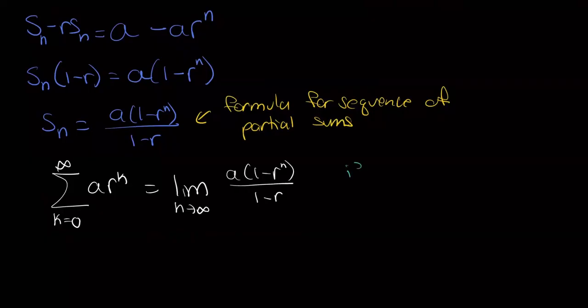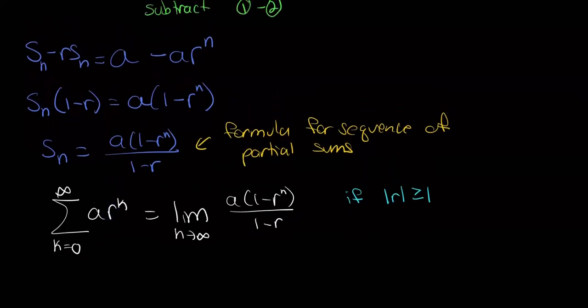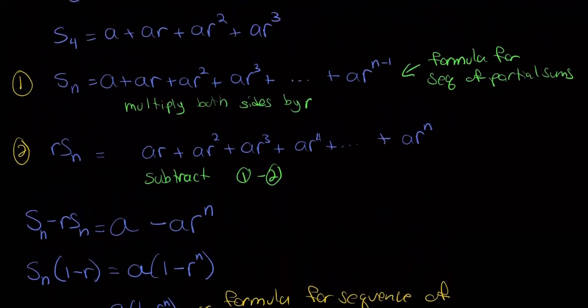Now I'm going to do a little what if game. What if the absolute value of r was bigger than or equal to 1? First of all, if r was equal to 1, that formula is useless. Can't divide by 0. But if r is equal to 1, I'm going to scroll back, maybe just watch with me. This is important to watch.